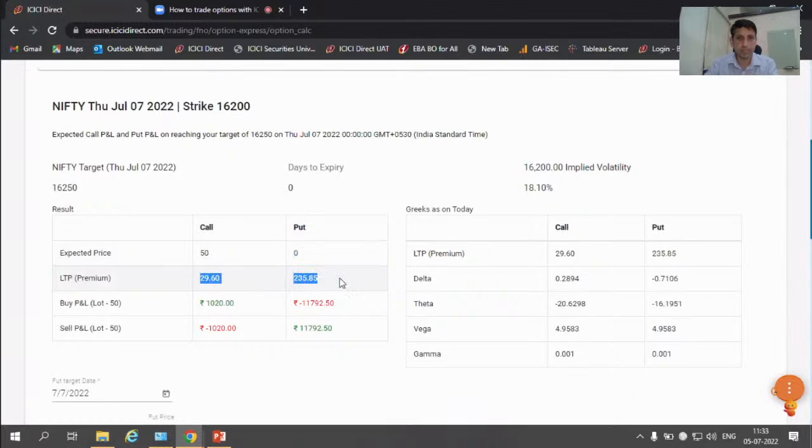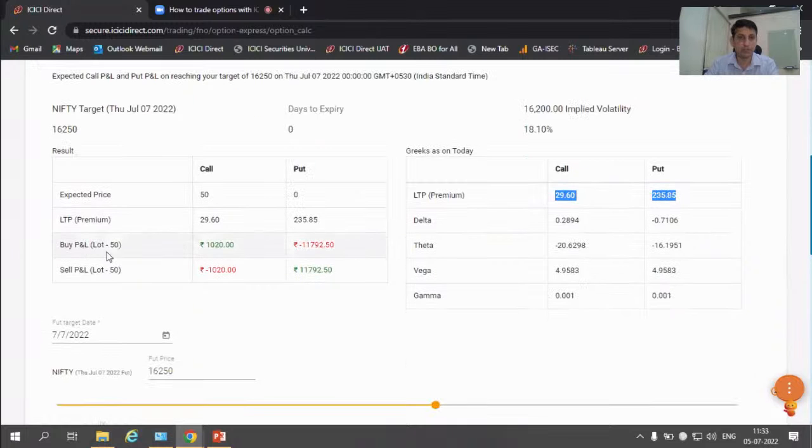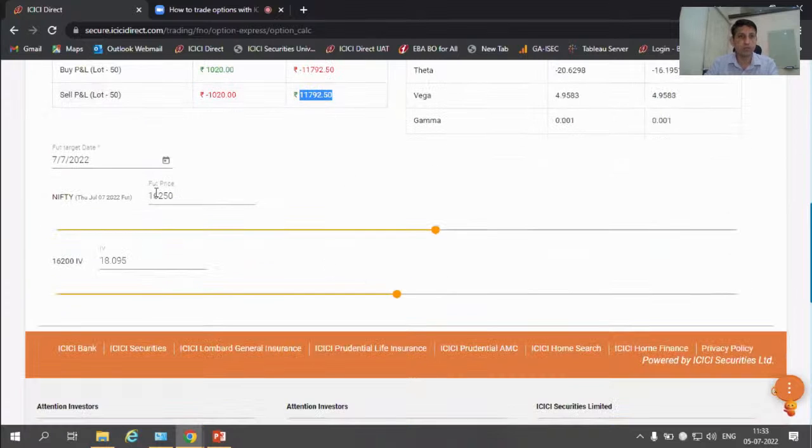And this is the current, as you can compare this with here. If you have taken a position of just 50 quantity, this is what is going to be your profit, and this is what you will be losing. Similarly, if you would have shorted it, this is what you will be losing, and this is what you will be gaining on the put side, basically. So that's how it gives you the information.